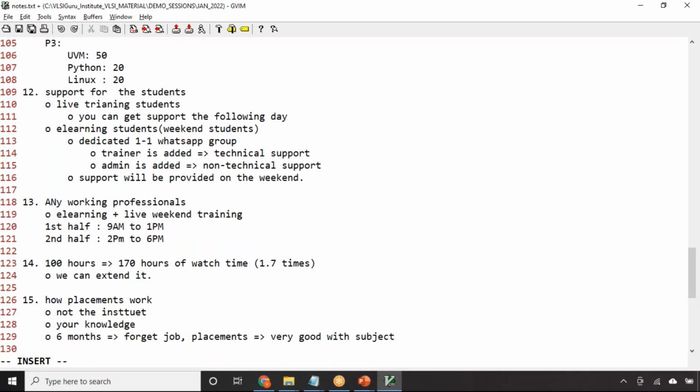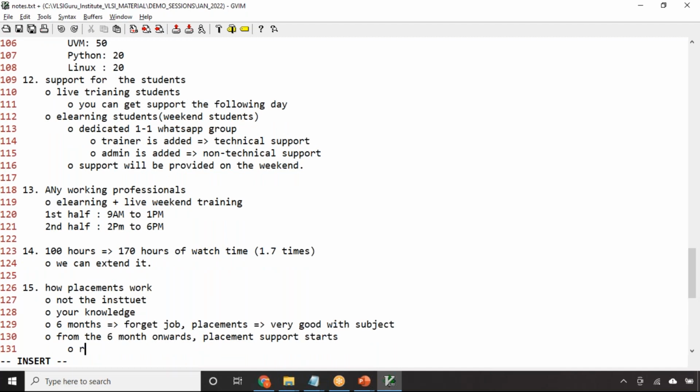Now, when it comes to placement support, from the 6th month onwards, placement support starts. The placement support starts by helping you with the resume preparation.